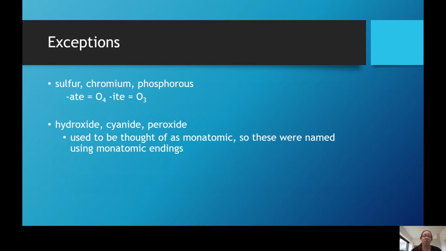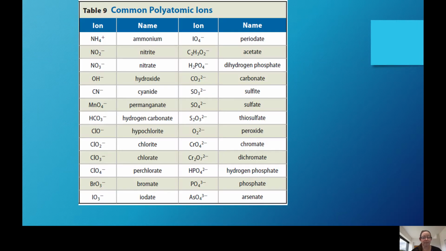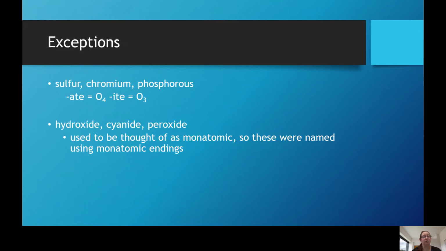The exceptions to this rule are sulfur, chromium, and phosphorus. For sulfur, chromium, and phosphorus, any of their oxyanions, ATE means an O4 and ITE means an O3. Chromium is a little bit weird because chromium also has dichromate, I believe is the correct word here. Yeah, dichromate, Cr2O7 2-. And that's just because, again, chromium is one of those transition metals, and it can do some weird stuff using those D and F orbitals.